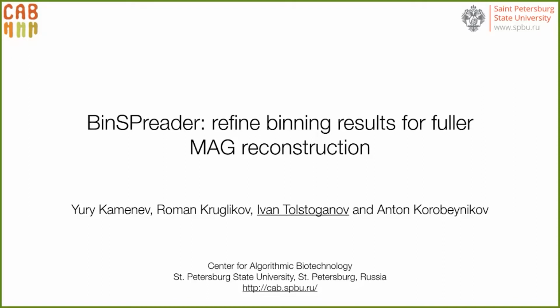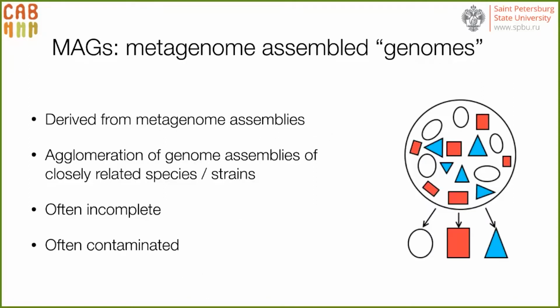A metagenome assembled genome, or MAG, which we try to reconstruct, is a set of contigs from a metagenomic assembly, which allegedly represents a group of closely related species. The common problem with MAGs constructed by state-of-the-art tools is that they're often incomplete or contaminated, especially for complex metagenomic samples.